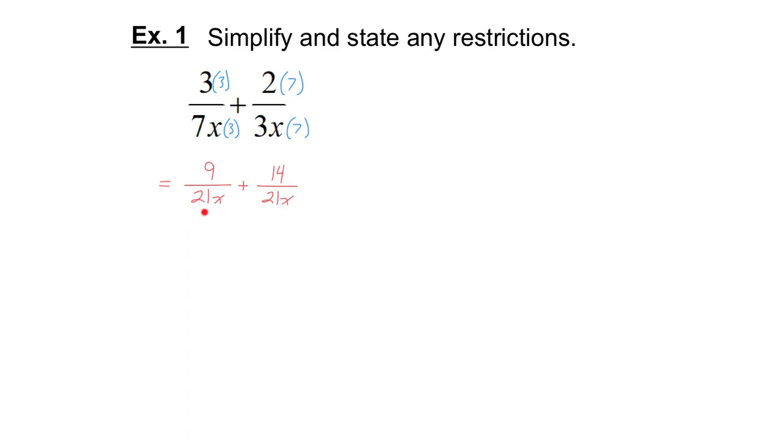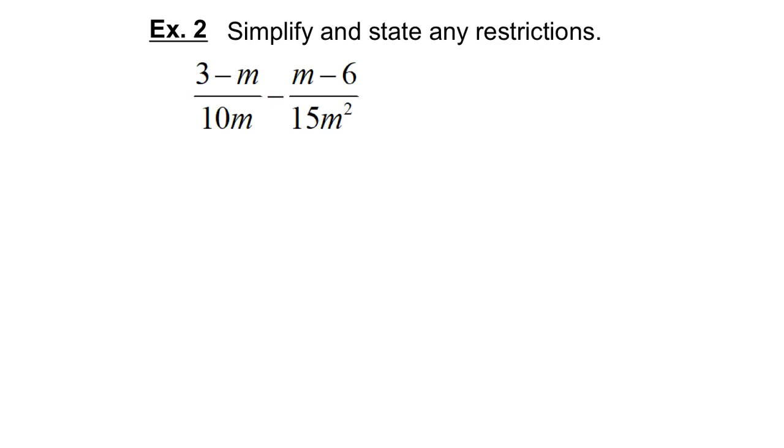And now that I have a common denominator, I can just add these directly. I end up with 23 over 21x. So that's simplified. Let's state any restrictions. Well, right off the bat, we've got to look, what can x not be? Remember, the denominator cannot equal 0, which means x can't equal 0. And all the way through, x just cannot be 0. So I've got to write the restriction at the end.